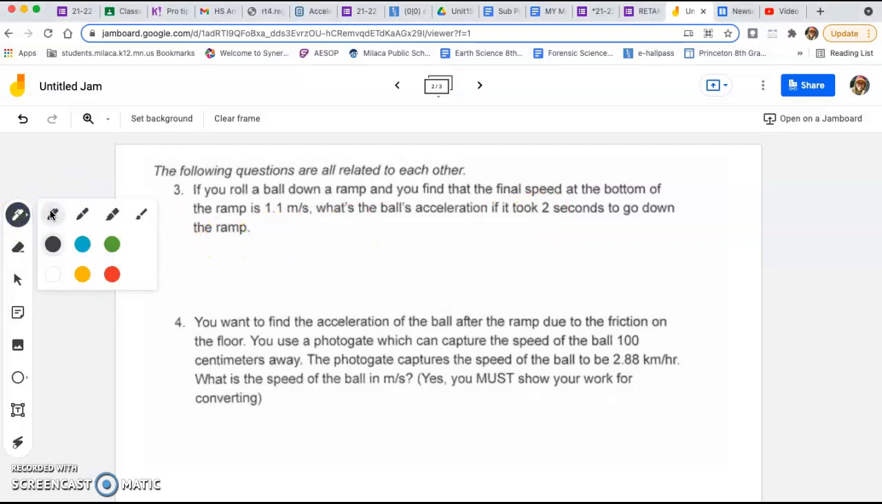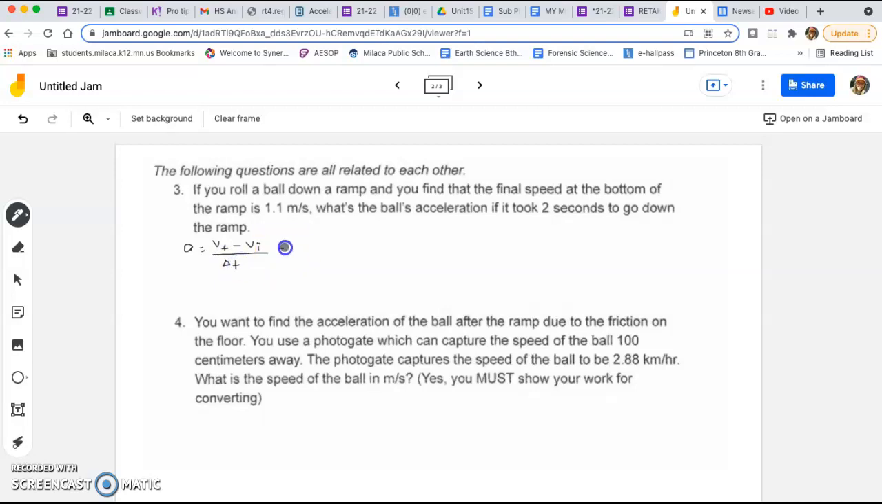So again, this one's pretty straightforward. We know that the equation for acceleration is equal to the final velocity minus the initial velocity over the change in time. Okay, and for change in time, you can use a number of different symbols, but we're just going to do a triangle T, that means change in time.